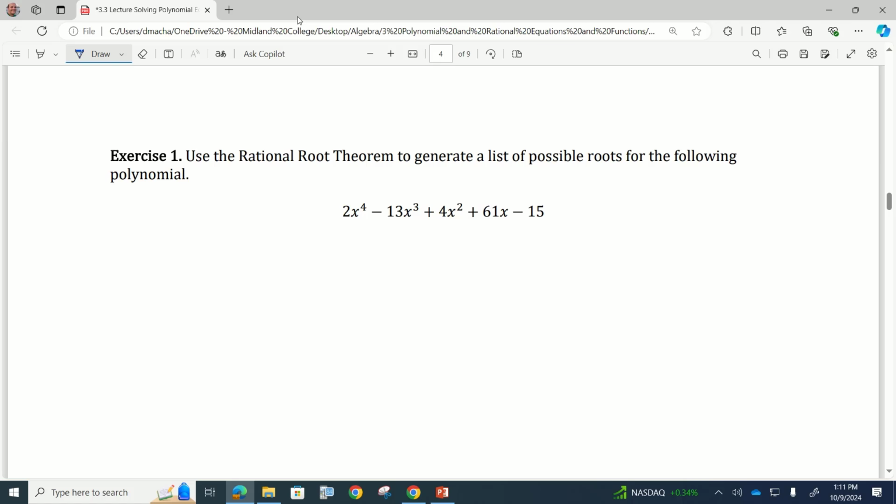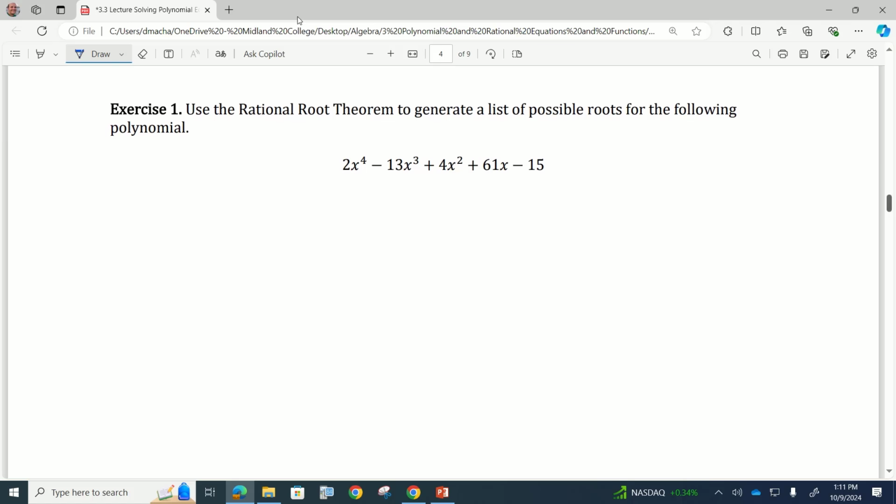So here's an example. Use the rational root theorem to generate a list of possible roots for the following polynomial. What is my constant term here?